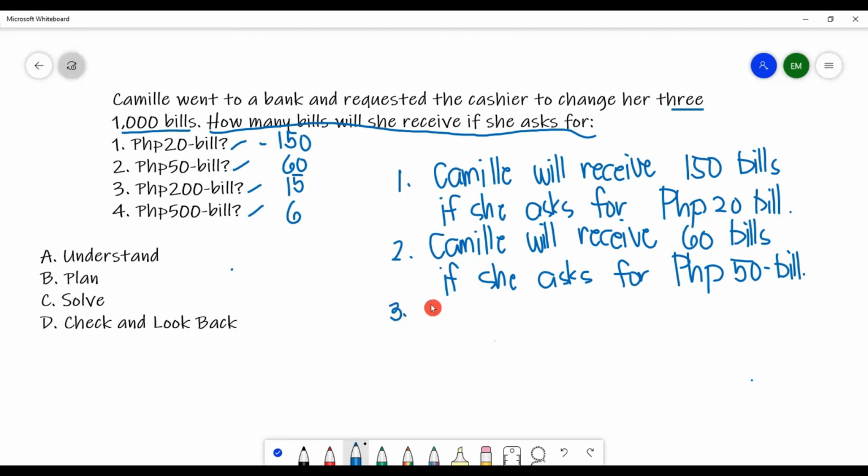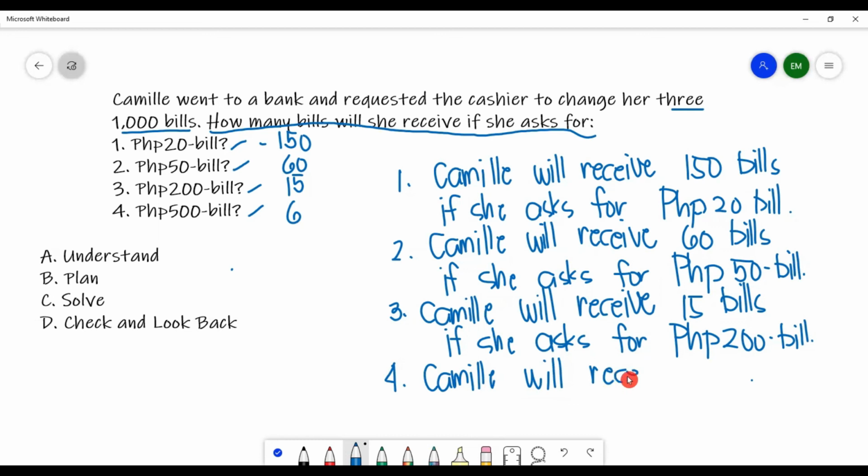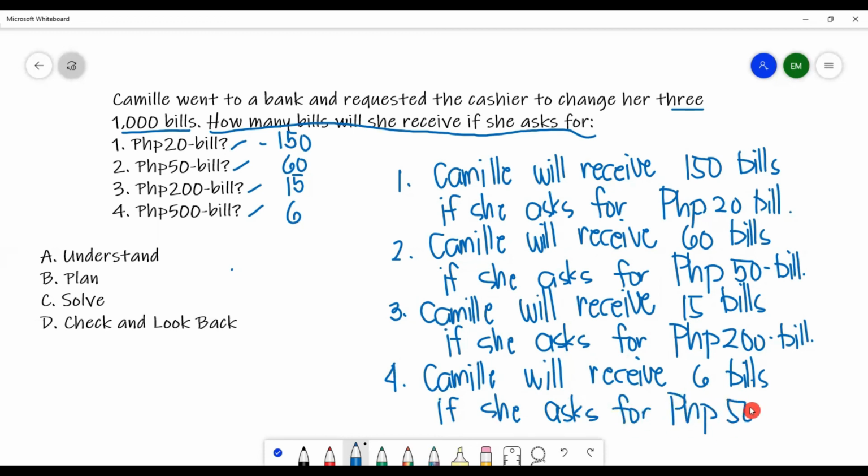Number 3, Camille will receive 15 bills if she asked for 200 peso bill. And last, number 4, Camille will receive 6 bills if she asks for 500 peso bill.